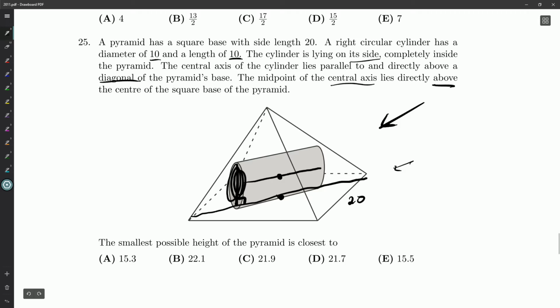The smallest possible height of the pyramid is closest to. So we know the base, 20 by 20, but we don't have a height here. So that's going to be our challenge. How can we figure out the smallest height? And it's got to satisfy all these conditions. Now, most of them are just length conditions, not a problem. But they did say the cylinder lies completely inside the pyramid.